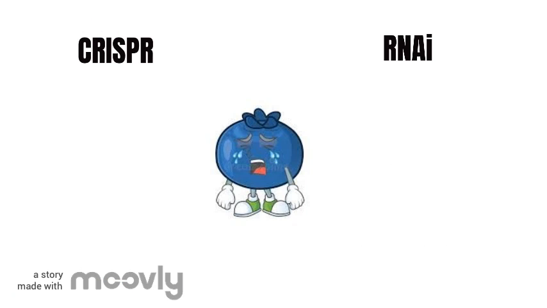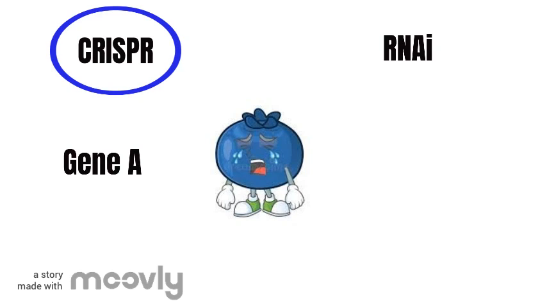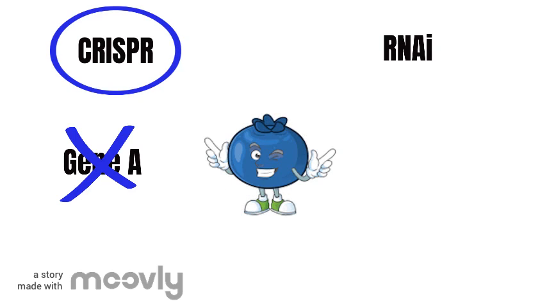Both methods could be used to increase firmness in the blueberry genome. However, if I were the scientist in question, I would use CRISPR-Cas9 methods to completely knock out gene A. Furthermore, CRISPR-Cas9 can be used to replace gene A with gene B. I think that these efforts can be used to increase firmness in the blueberry genome.